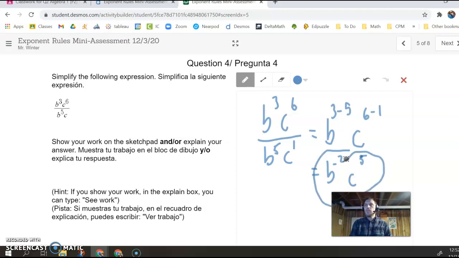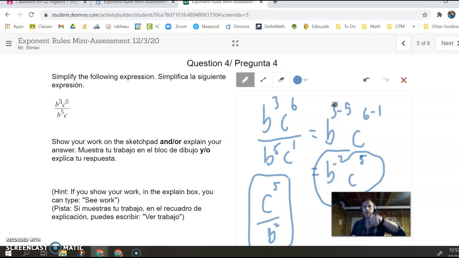This would be acceptable, but you could also write it as c to the 5th over b to the 2nd. Remember, it's negative if it's in the numerator or positive if you move it down to the denominator. So either one of these two examples is correct. You can also expand them, and remember, use the power 1 to eliminate things that divide out to 1.